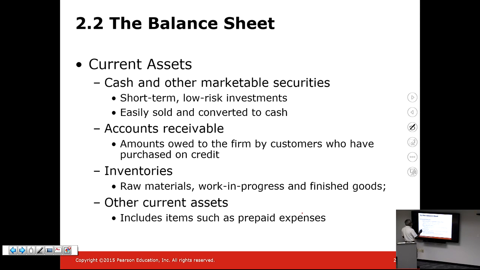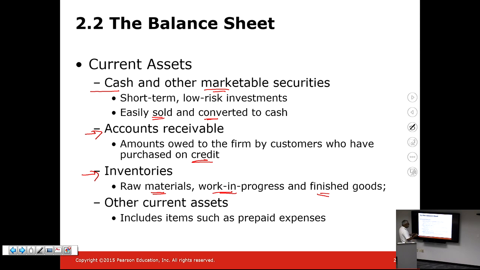Okay, what are the items now? Under current assets, cash. Cash indicates things that are either cash, tangible cash, or marketable securities that can be easily sold or converted into cash. Accounts receivable are items that tell us the amount that is owed to the firm by the customers who have purchased goods or services from this firm. And they purchased those goods and services on credit. So accounts receivable indicates items that have been sold or services that have been performed, but for which payment has not yet been made. Inventory indicates the raw material or work in progress and finished goods.